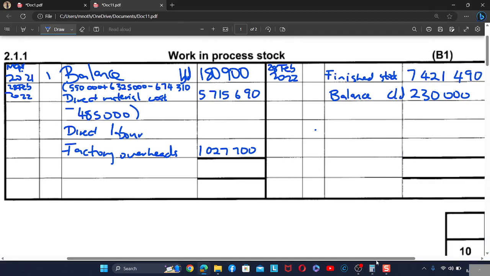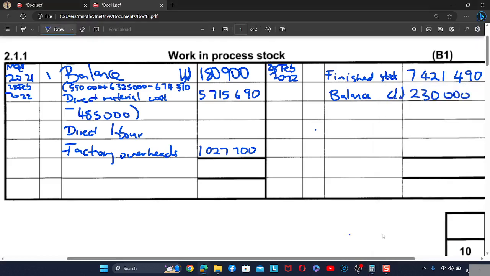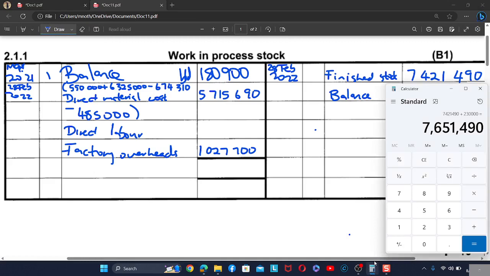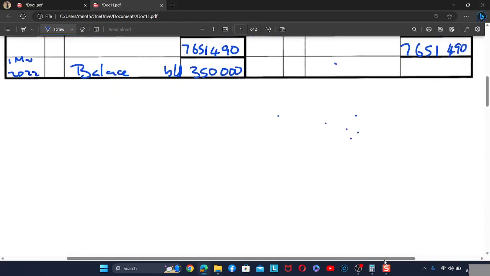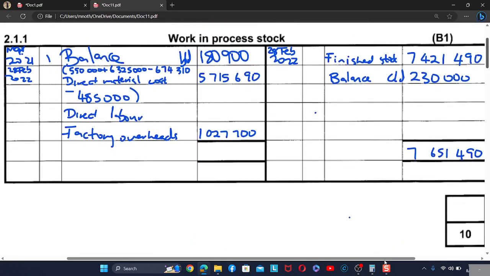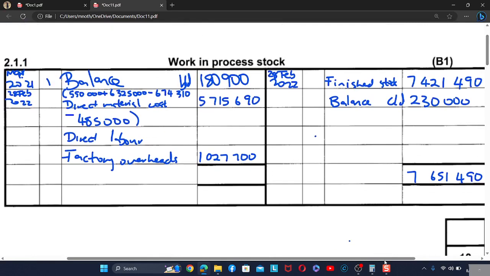All right. So now it means that we can find the amount of the direct labor, because we are given the balance carried down and the finished goods, we now have it. So let's find it. So plus 230,000, that is 7,651,490. Let me check something. Okay, 7,651,490.